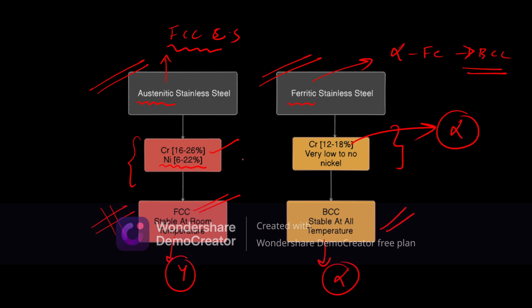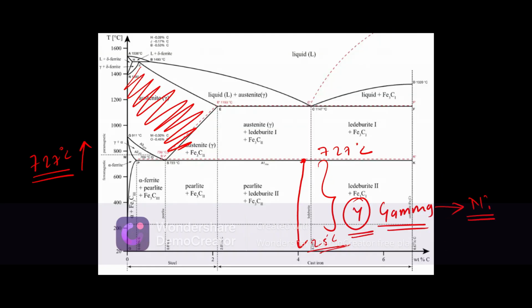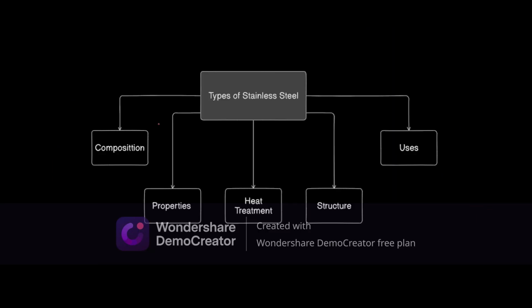The important thing is the percentage of chromium. Here you can see the percentage of chromium is very high. So austenitic stainless steel has very good corrosion resistance as compared to ferritic stainless steel. That thing is important. So let's move further. So far I discussed composition and structure.